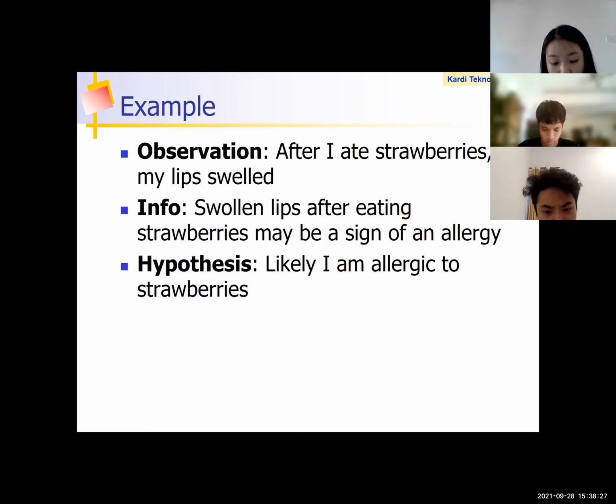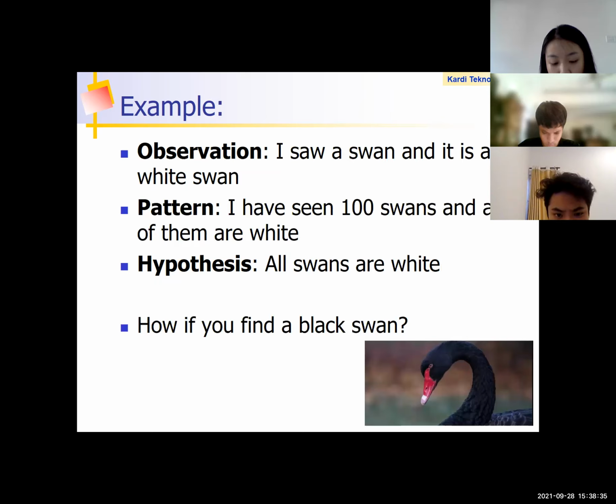Okay, so another example. I saw a swan and it is a white swan. Pattern: I have seen 100 swans and all of them are white. Hypothesis: all swans are white. I keep repeating the word hypothesis here instead of conclusion. If you read other books, they will call this a conclusion. But the word conclusion should not be used because this is actually still a hypothesis. Because you can see that there is a possibility to find a black swan.